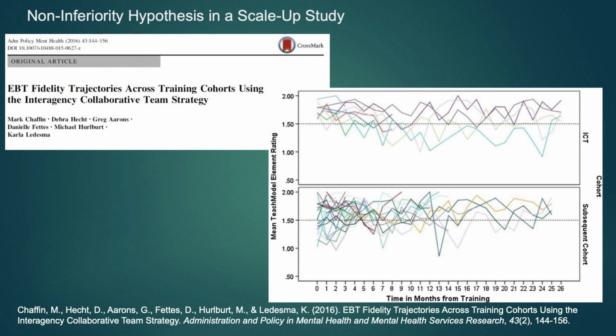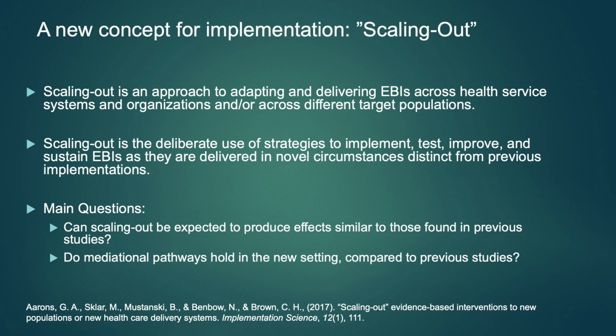And thinking about our study designs, we need to not only think about the quantitative designs, mixed method designs, whatever, but also which variables are going to be key. And do we want to think a little more creatively about how these variables fit with different outcomes? The final thing I want to talk about is the idea of scaling out. This is an approach to adapting and delivering evidence-based interventions across systems and organizations or different target populations.